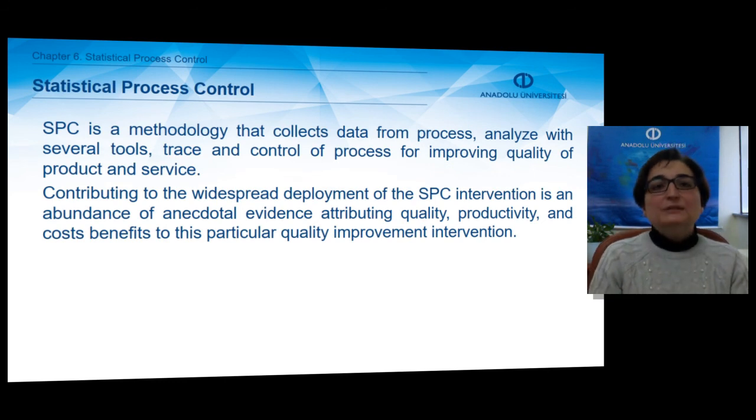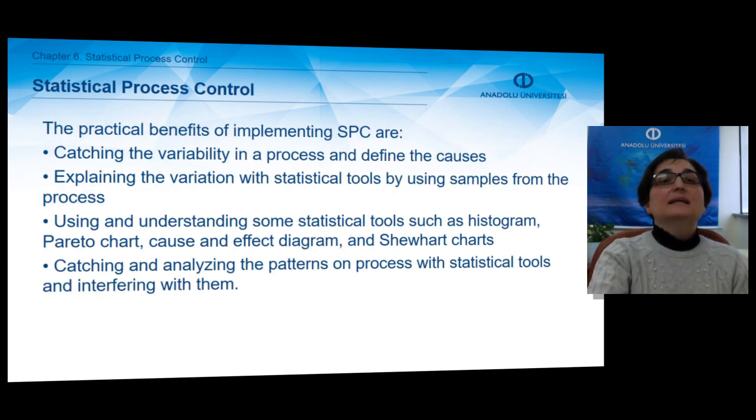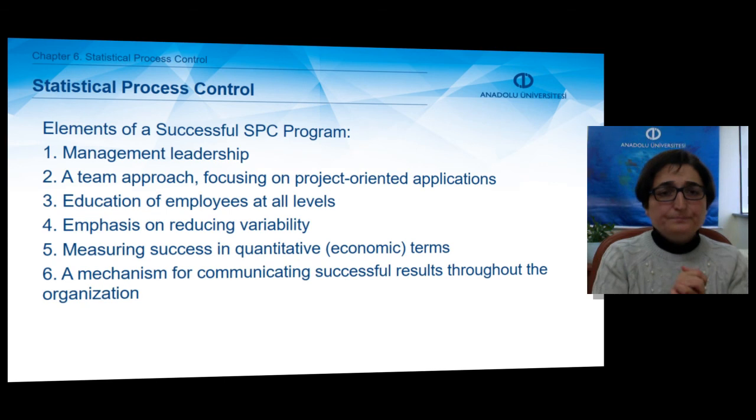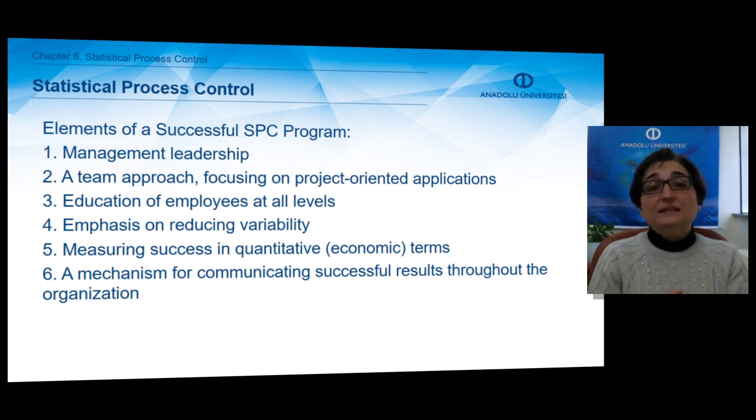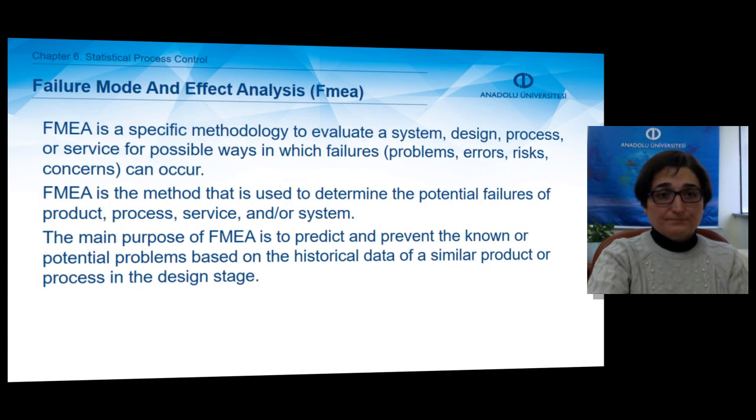Statistical process control is a methodology that collects data from a process, analyzes it with several tools, and controls the process for improving the quality of products and services. Elements of a statistical process control program: management leadership, team approach, education of employees, emphasis on reducing variability, measuring success in quantity, and a mechanism for communicating successful results.